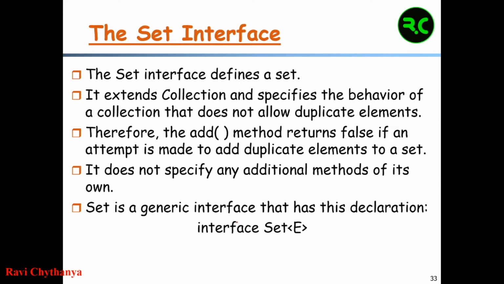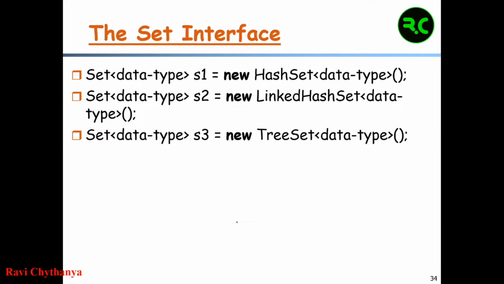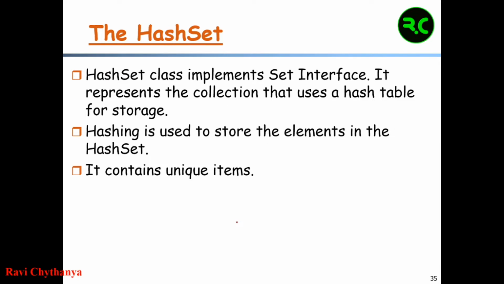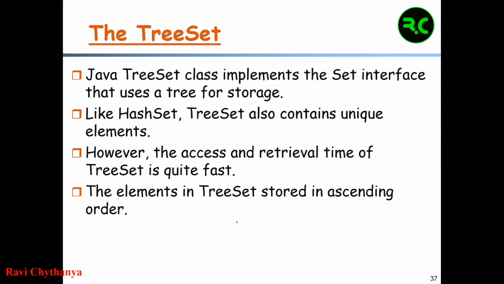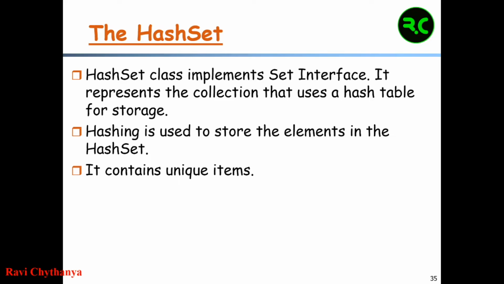Set is a generic interface that has this declaration: interface Set<E>, where E is the generic class. The Set interface can be implemented with the help of HashSet, LinkedHashSet, or TreeSet. We are going to learn HashSet here, and then TreeSet. HashSet class implements the Set interface. It represents a collection that uses a hash table for storage. So here we use the hashing technique to store the elements in the HashSet. It contains no duplicate elements, only unique elements.